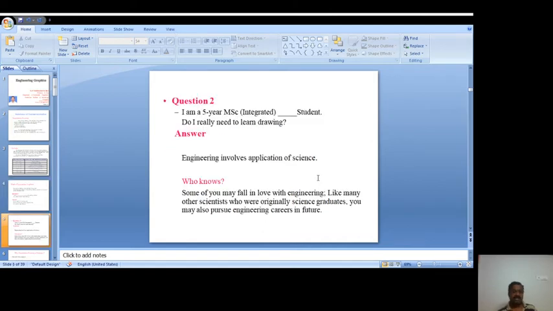Even science graduates and technical students have to know drawings completely, because engineering is the application of science. Some of you may fall in love with engineering, like many other scientists who were originally science graduates and pursued engineering careers later. If you take Abdul Kalam, he was basically a science graduate, then he went on to become an aerospace engineer.